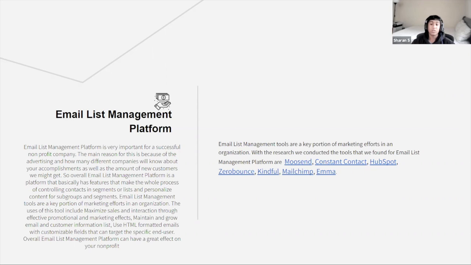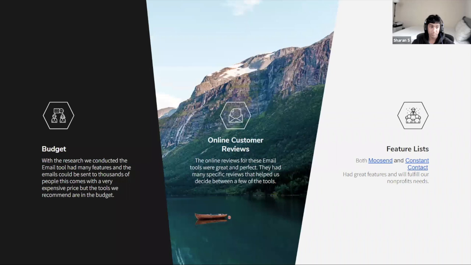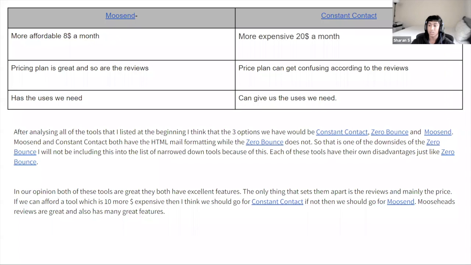Email list management tools, the ones that we narrow down to are MooseSend, Constant Contact, HubSpot, Zero Bounce, Kindful, MailChimp, and Emma. So we looked into the budget, the online customer reviews, and feature lists for these tools. The main two tools we narrowed down to within these categories are MooseSend and Constant Contact. So here is the table of comparison between the two tools.